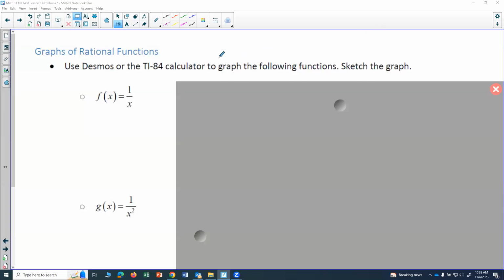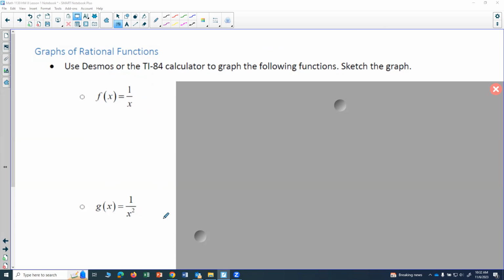In this video, we just want to see what the graphs of a couple rational functions look like. So we have two basic rational functions. We have f of x equals 1 over x, and we have g of x equals 1 over x squared. And we just want to use either Desmos or the TI-84 graphing calculator to graph them.